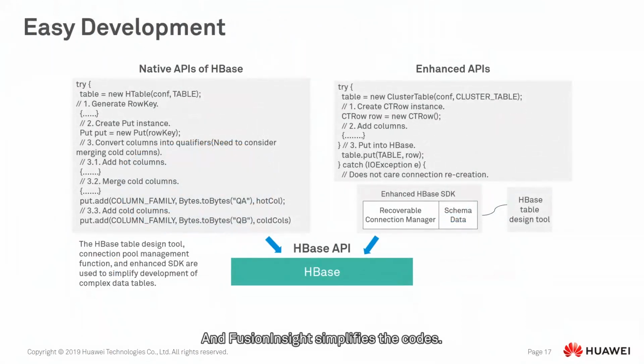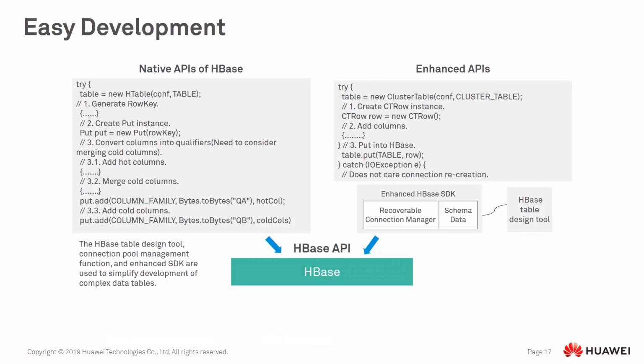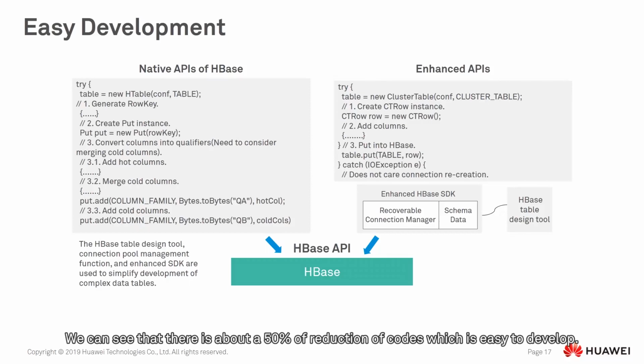And FusionInsight simplifies the code. Here makes a comparison between native APIs of open source and enhanced APIs. We can see that there is about a 50% reduction of code, which is easy to develop.